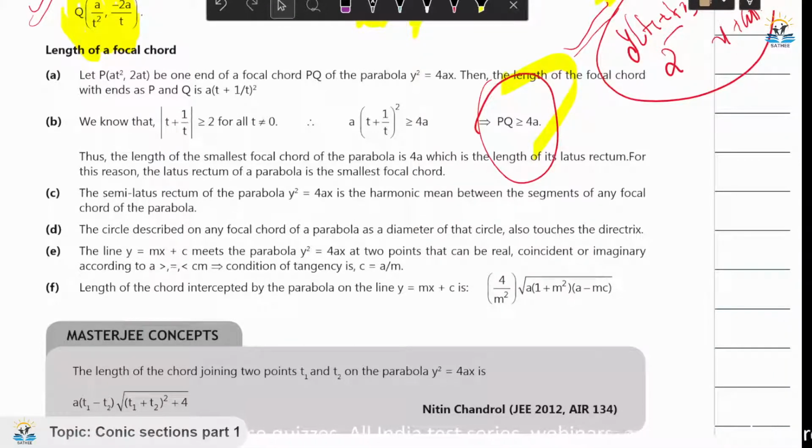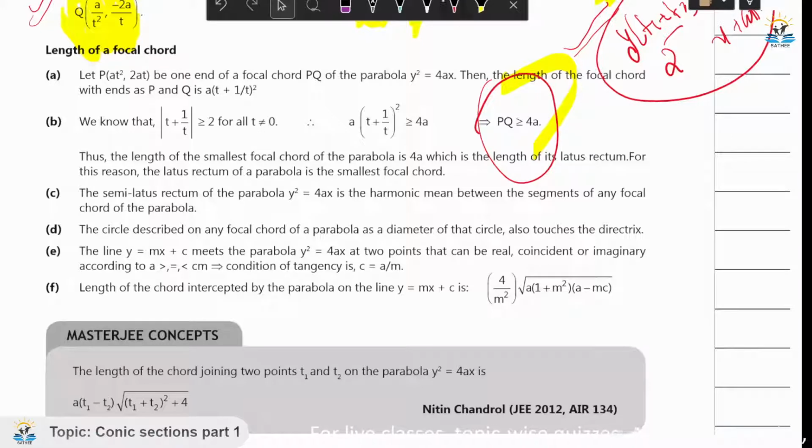Yes, so this is a very important fact. The length of the smallest focal chord of the parabola is 4a, which is the length of its latus rectum. For this reason, the latus rectum of the parabola is also called the smallest focal chord. Okay, so the semi-latus rectum of the parabola is the harmonic.